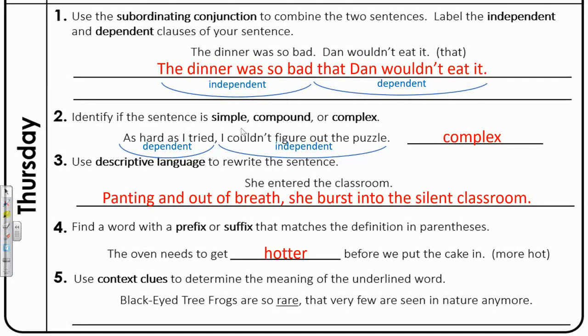And lastly, number 5, use context clues to determine the meaning of the underlined word. Black-eyed tree frogs are so rare that very few are seen in nature anymore. Okay, they want us to figure out what that word rare means based on the clues in the sentence. Well, it says very few are seen. That's what rare means. So there's very few of them, or it means that they're very uncommon. All right, so I wrote kind of a synonym for rare, the word uncommon.